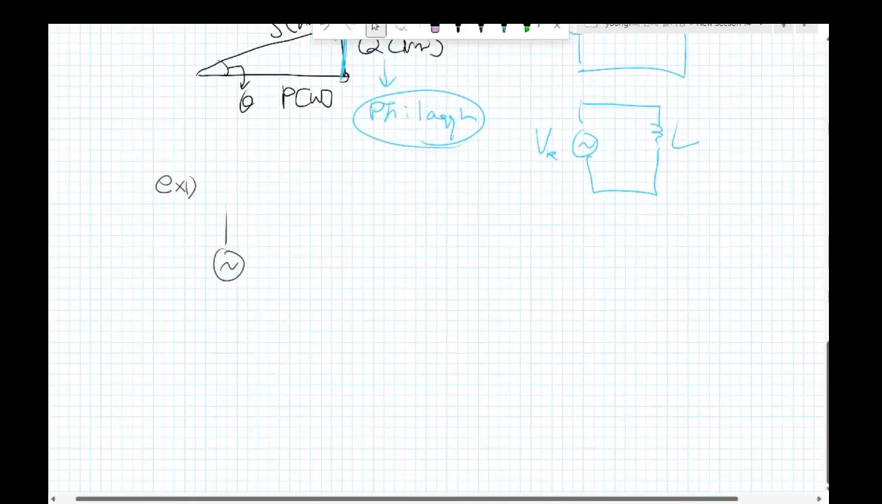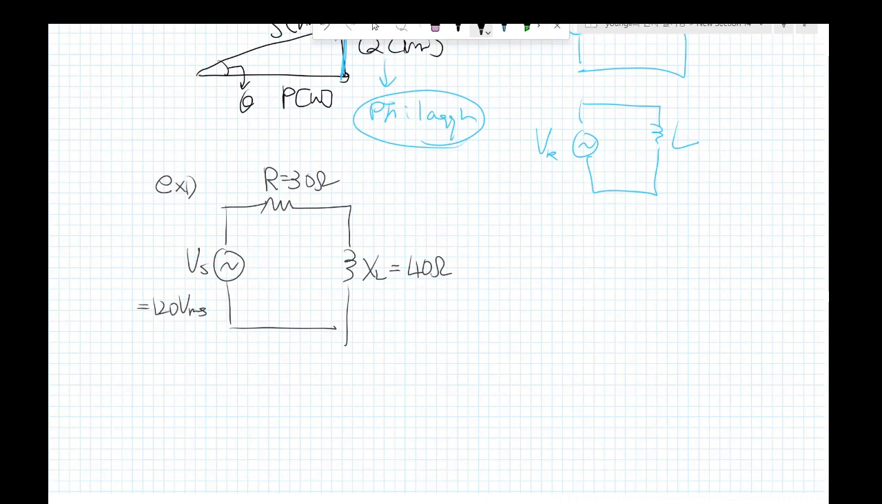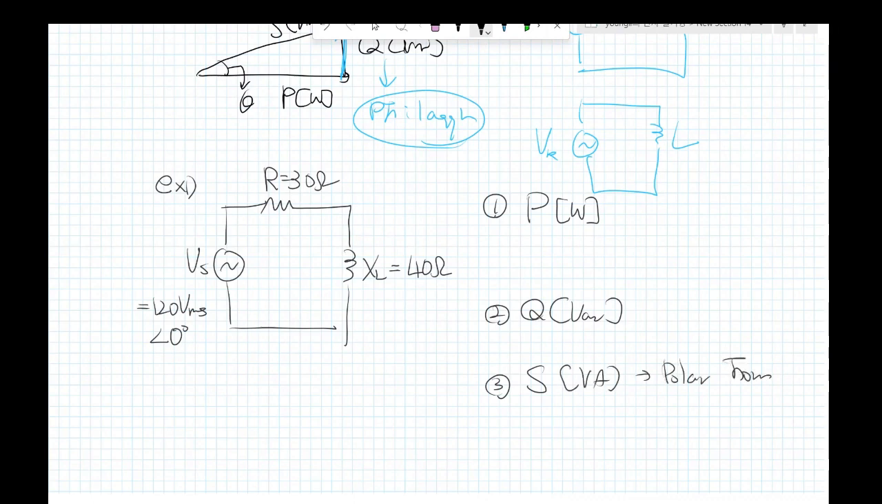Okay, like this one. R, X of L is 40 ohm here. R is 30 ohm. V sub S is 120 V RMS at 0 degrees. Okay, so the question is, what is the P? And what is the Q? And what is S, in VA, in polar form? And what is the power factor, leading or lagging? Why? Okay, maybe I'm going to give it about 10 minutes.